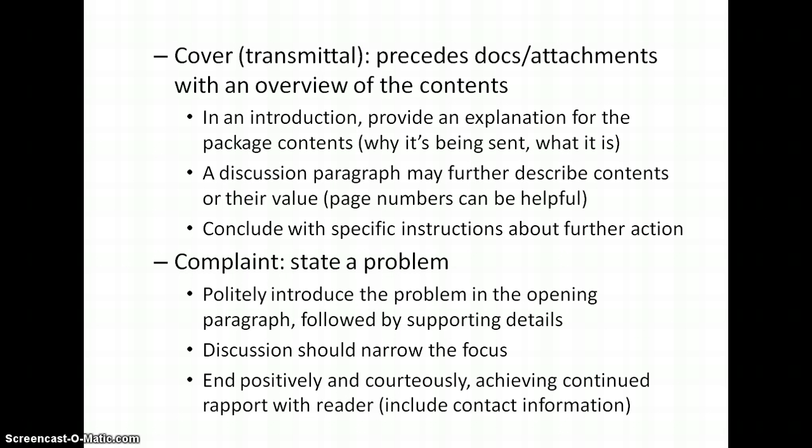Cover or transmittal precedes documents or attachments with an overview of the contents. In an introduction, provide an explanation for the package contents, why it's being sent, and what it is. A discussion paragraph may further describe contents or their value. Page numbers can be helpful. Conclude with specific instructions about further action.